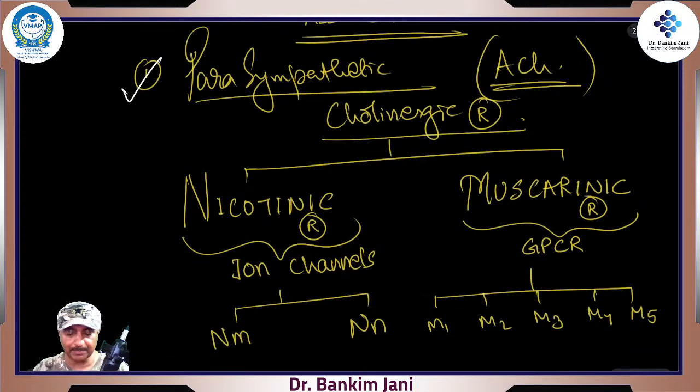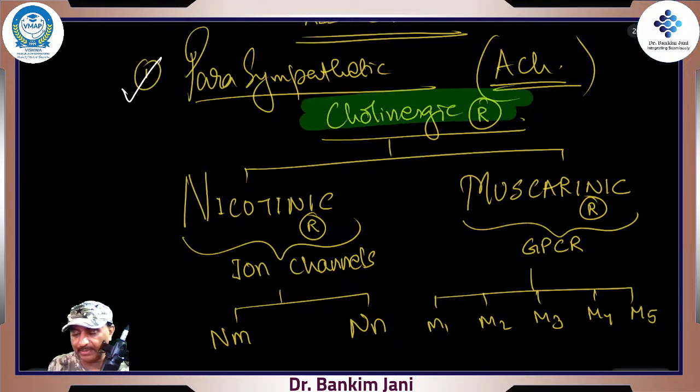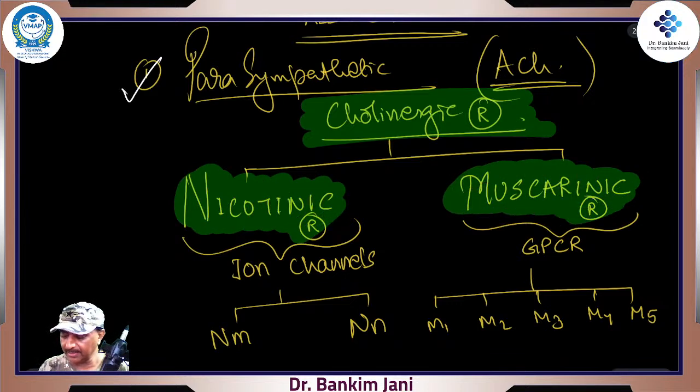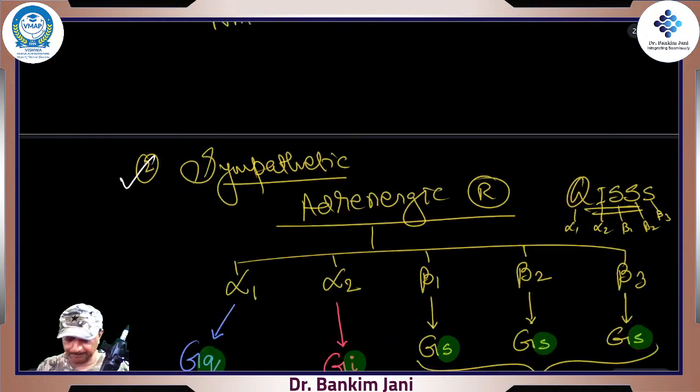All GPCRs, parasympathetic, they are also called the cholinergic, right? Parasympathetics, they are called the cholinergic, remember. So we have the nicotinic receptors and we have the muscarinic receptors. Nicotinic, they are ion channels, right? On off, right? The two types, NM and NN. GPCRs, M1, M2, M3, M4, M5, right? All of them have very specific purposes, right?